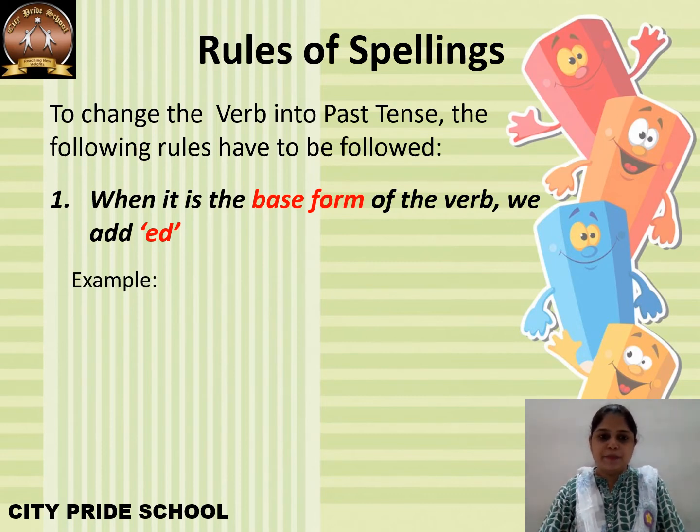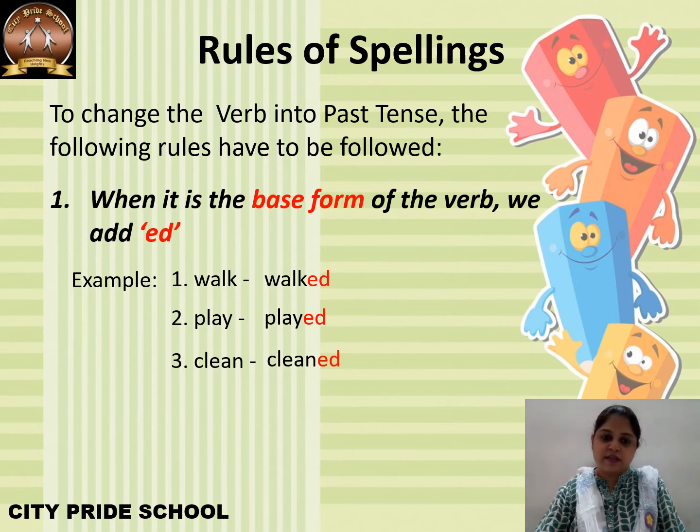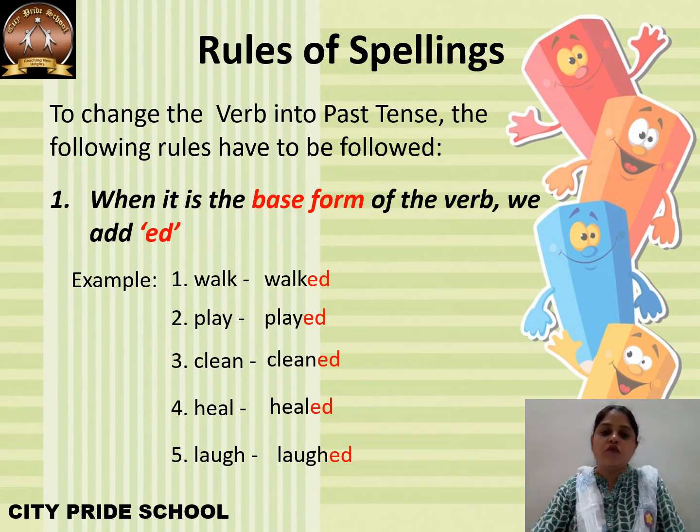So, children, now let us see some examples. Example, walk is the verb in the present tense. So, for making this verb walk in the past tense, to convert it into past tense, we add ed. It becomes walked. Play, yes, it is the base form, means the simplest form. That's why we add ed to make it into past tense. So it becomes played. Clean, cleaned. Present tense is heal, past tense healed. Present tense laugh, past tense laughed. Yes, so this is the first rule for changing or converting the verb in the present tense to the verb in the past tense. So for the base forms, we simply add ed to convert the verbs into the past tense.